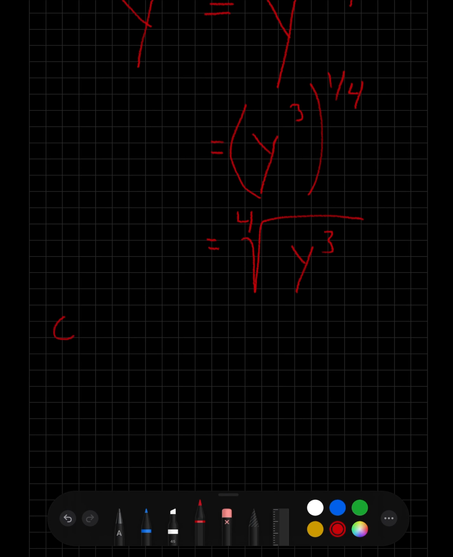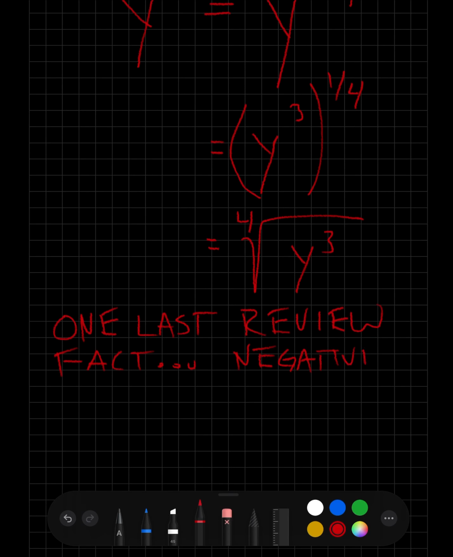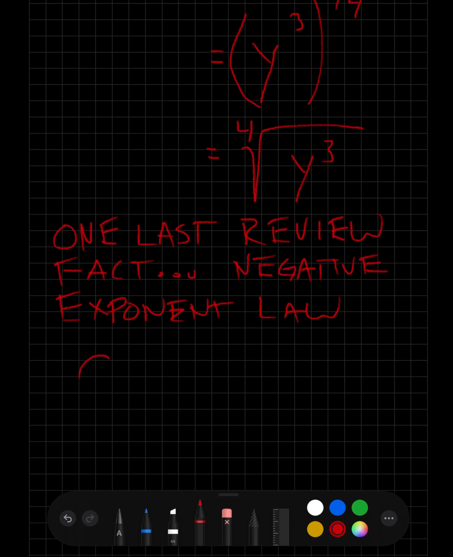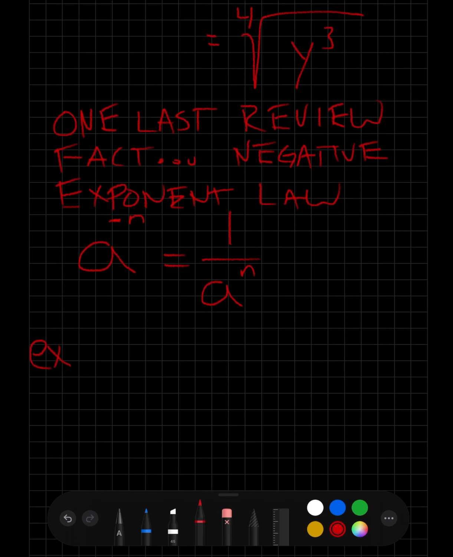So those are 2 facts, and then I want to give you one last fact before we get started. One last review fact. This is our negative exponent law. So suppose I have some number a and I'm raising that to the negative n. That's equivalent to writing 1 over a to the nth power. I can use this either direction, forwards or backwards.